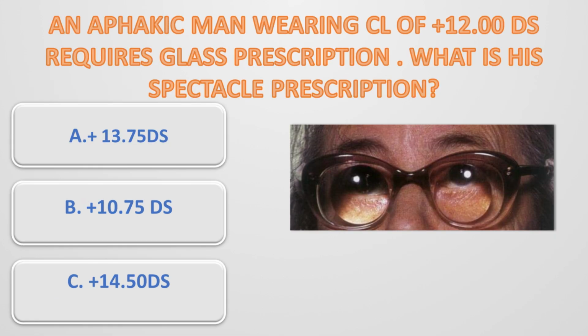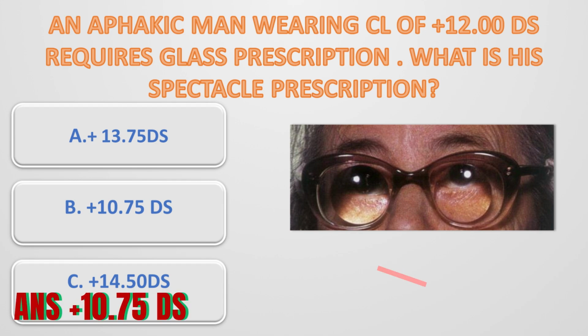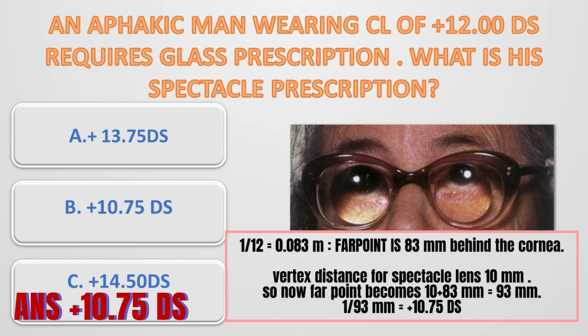Next question. An aphakic man wearing contact lens of +12 diopter sphere wants a glass prescription. What is his spectacle prescription? Assuming his vertex distance is 10 mm. The explanation for this question is based on far point. Calculating the far point of the eye with vertex distance provides the answer.